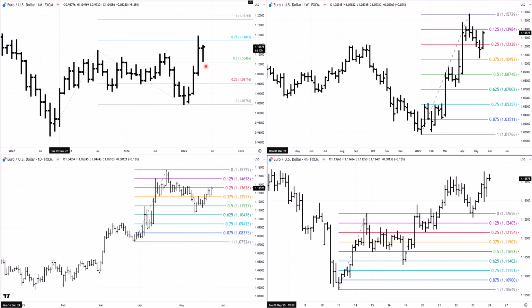So as long as we hold that 50%, I'd say we're going higher up to at least that 100% point there, up around that 119, 120, and probably further, to be honest. So I think there's a lot of upside potential in the euro, not a trading recommendation.